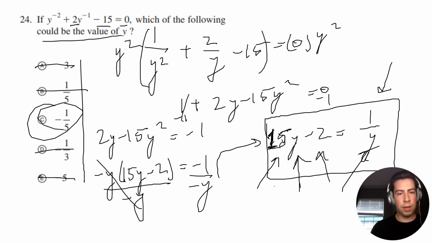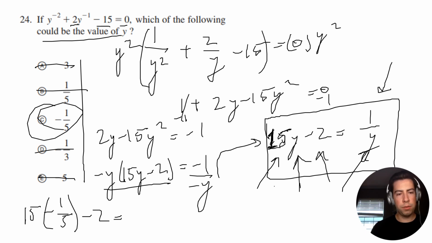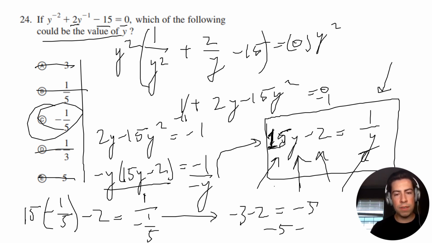So it's going to be 15 times negative 1/5 minus 2 equals 1 over negative 1/5. All right, so let's go ahead and simplify this down. I'm going to have negative 3 minus 2 equals negative 5. Negative 5 equals negative 5, and that checks out. All right, guys, our answer is C.